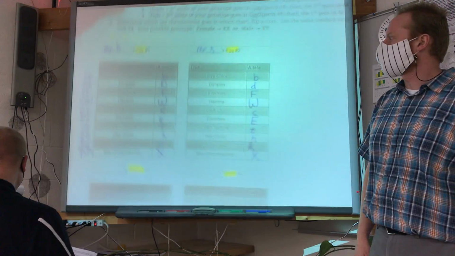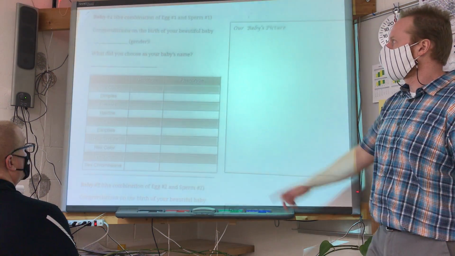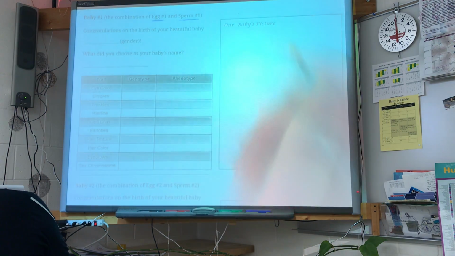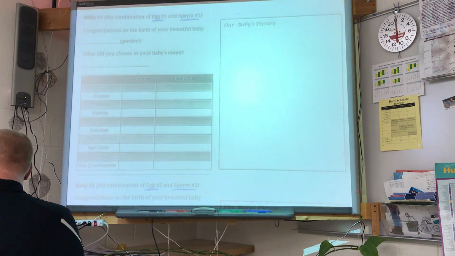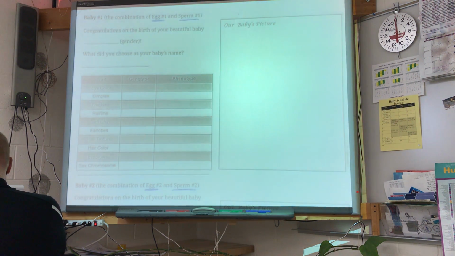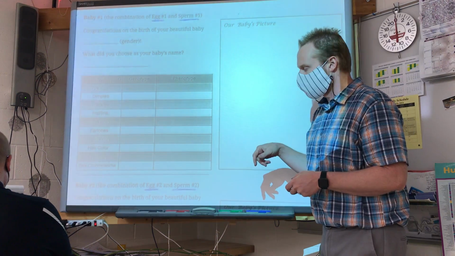Now what's going to happen is you are going to make a child. You are going to combine egg number one with sperm number one. So based upon the information that you have on page two, you are going to combine the alleles of you and your partner. We're going to point to where things are on our sheets.